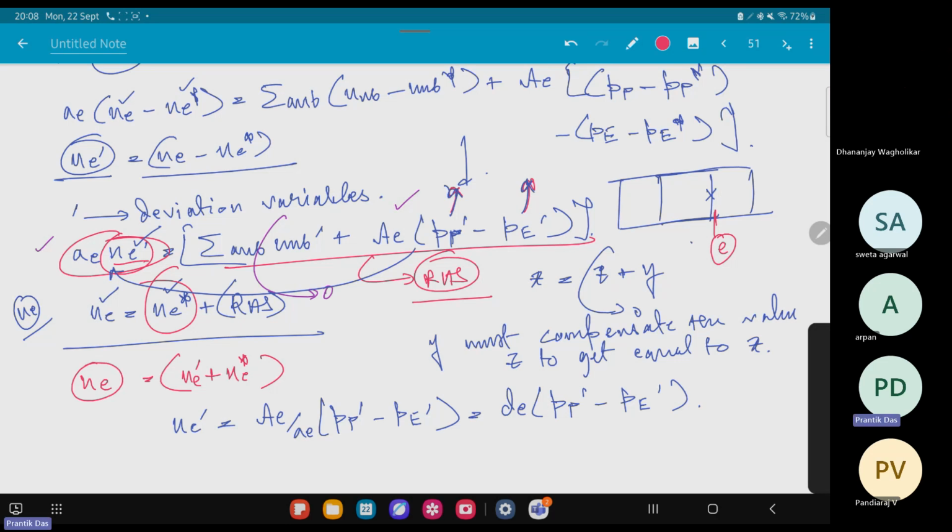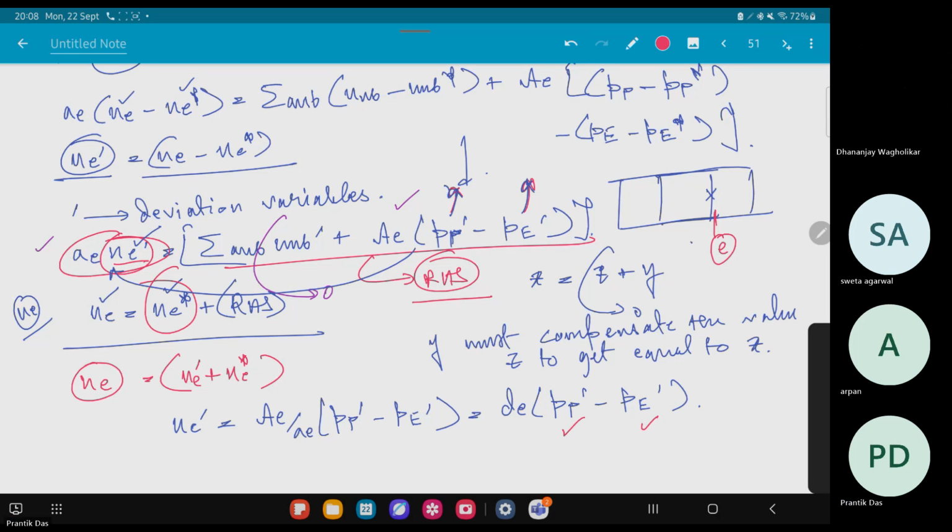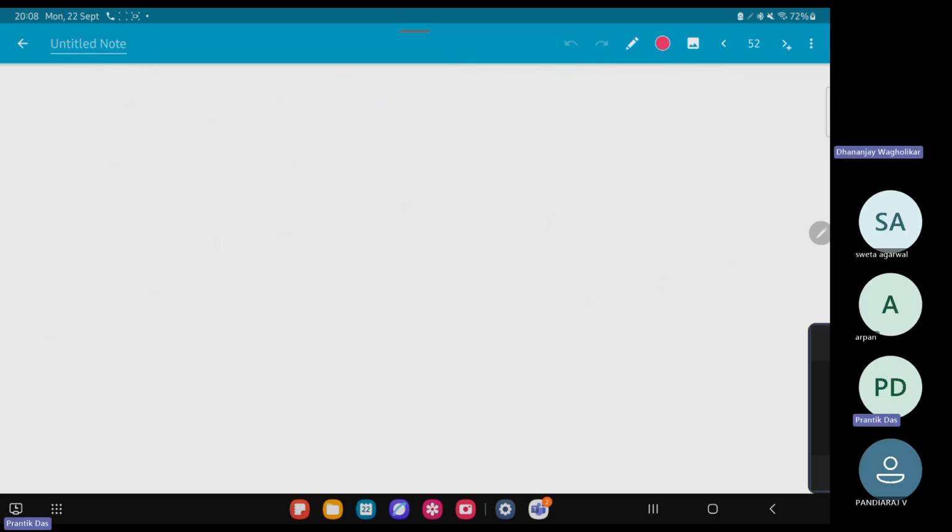Okay. Can you make a wild guess from which equation we are going to find the value of this PP prime and PE prime? How do I get the value of these deviation values of the pressure? Poisson equation. No, from the continuity equation.